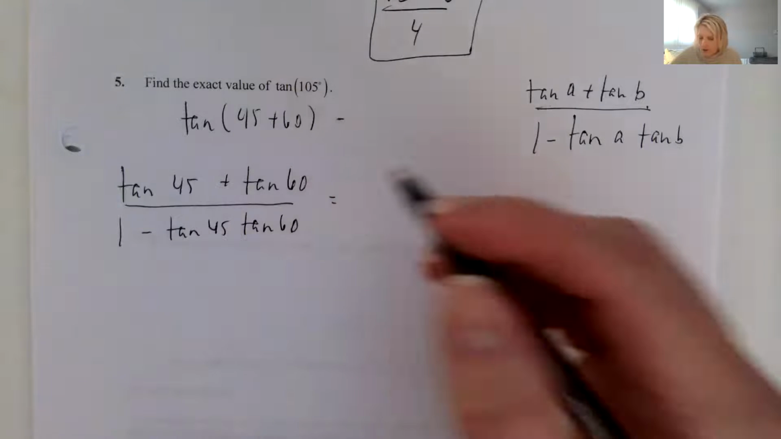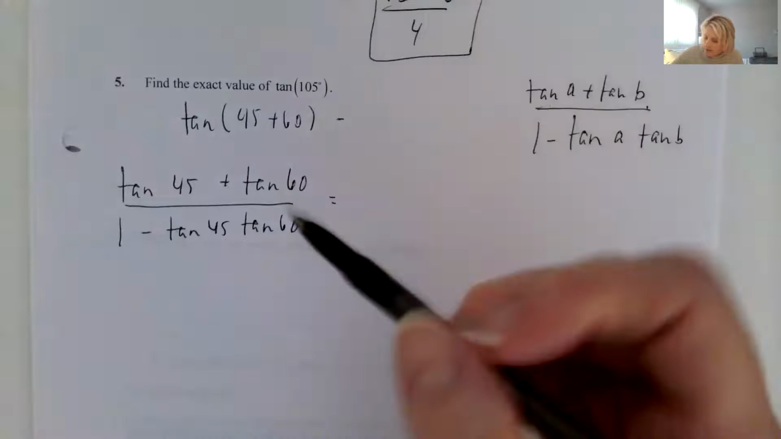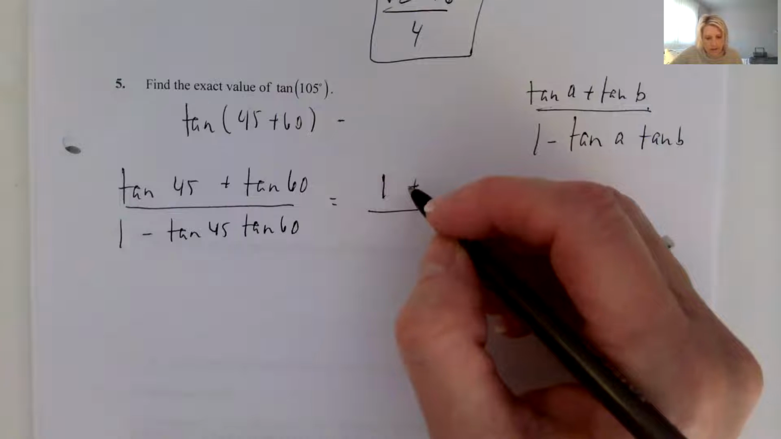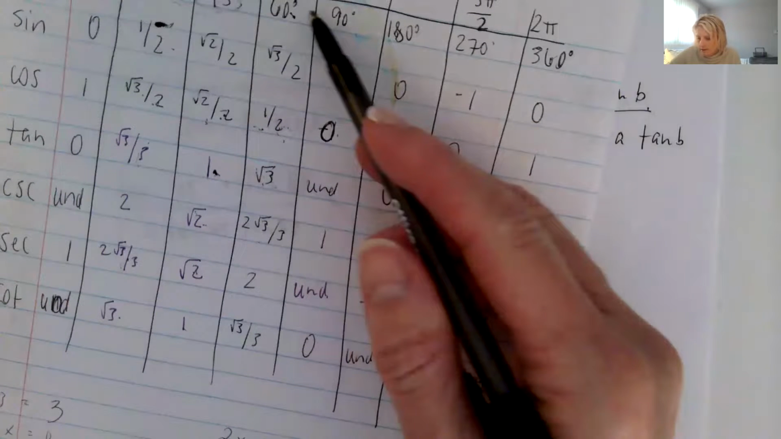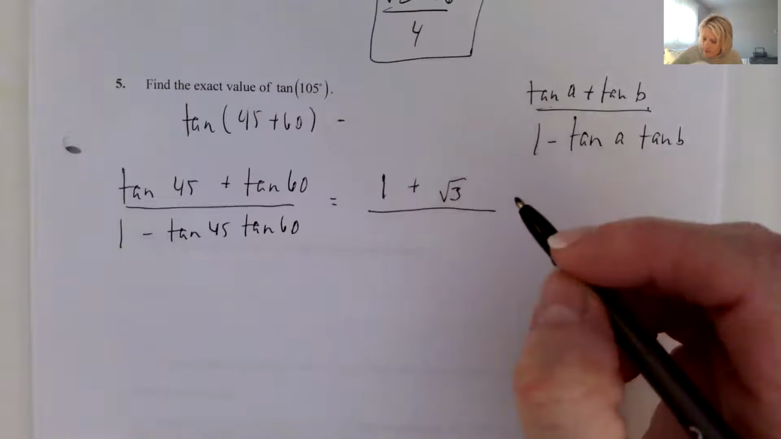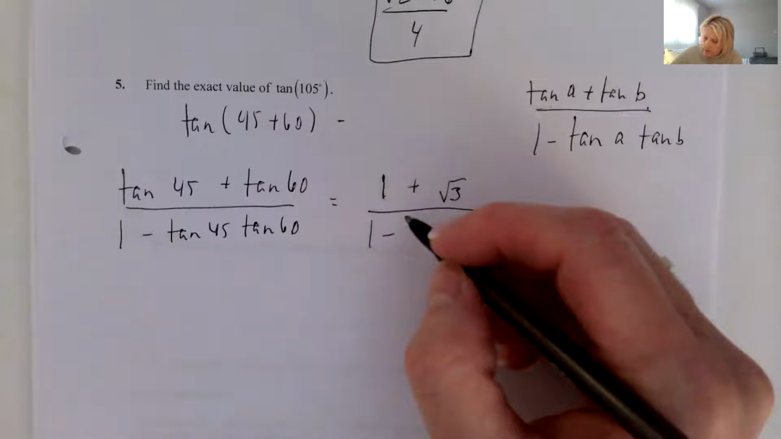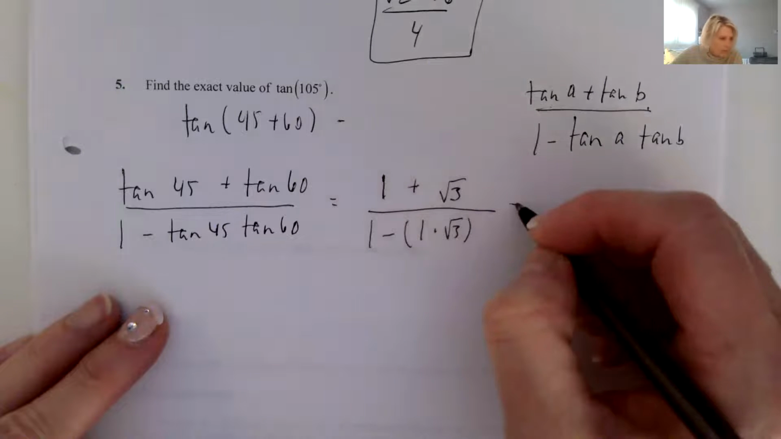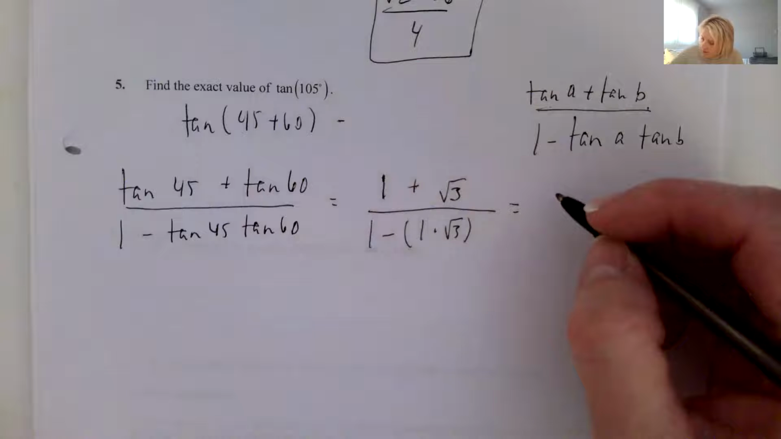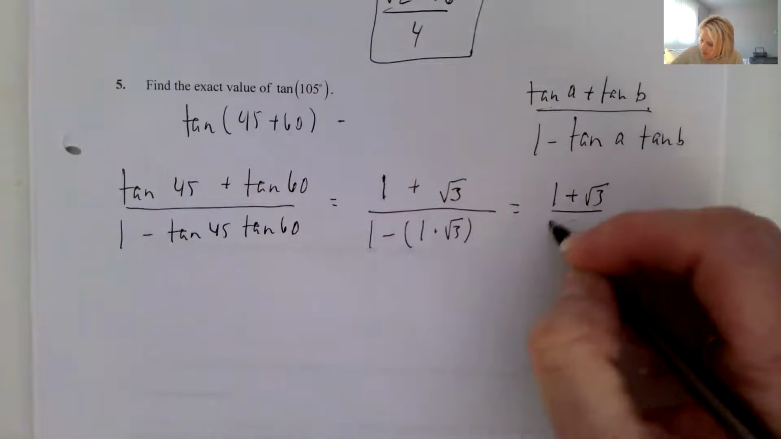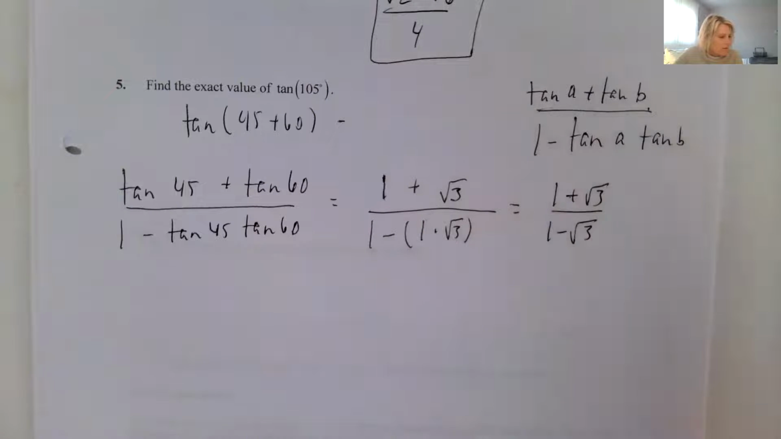And then we can go to our chart. So tangent at 45 is 1, plus tangent at 60 is square root of 3. And then 1 minus the tangent at 45, which is 1, times the square root of 3. So we have 1 plus the square root of 3 over 1 minus the square root of 3.